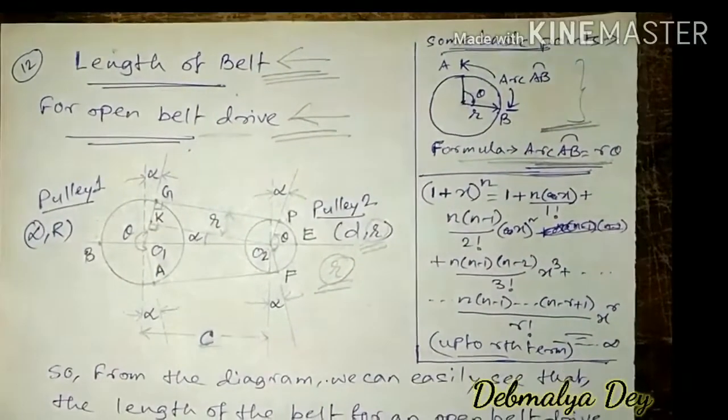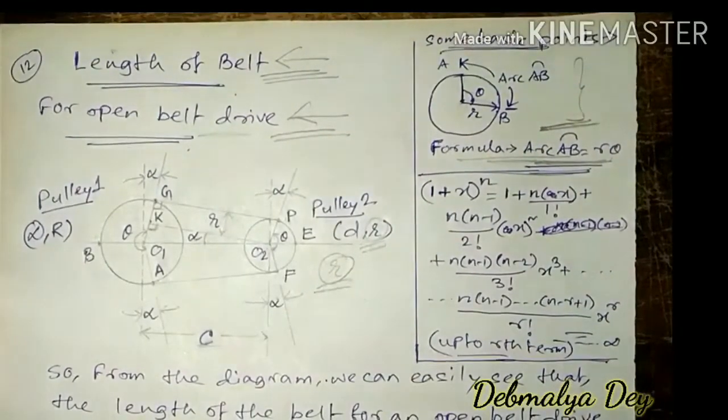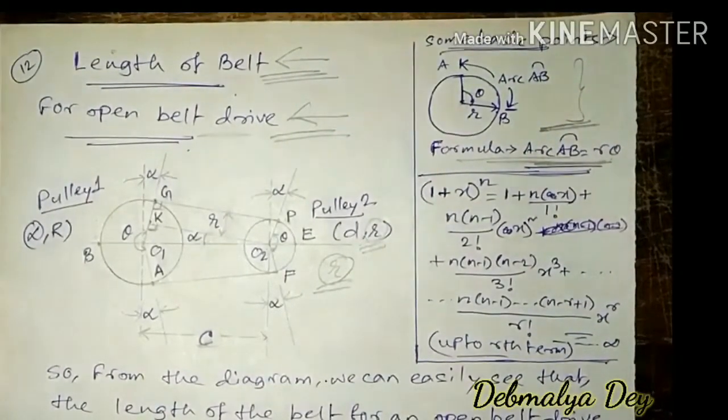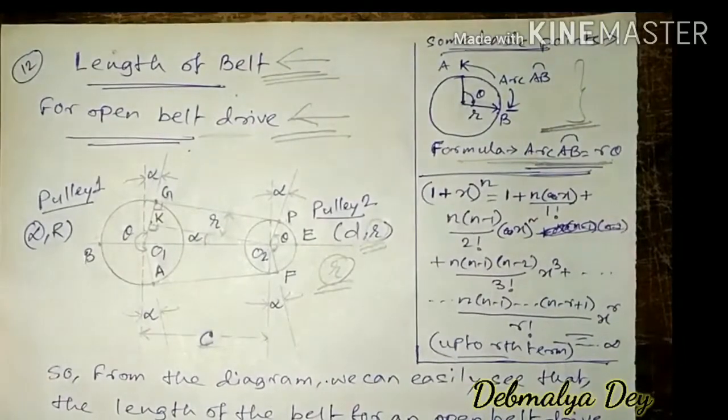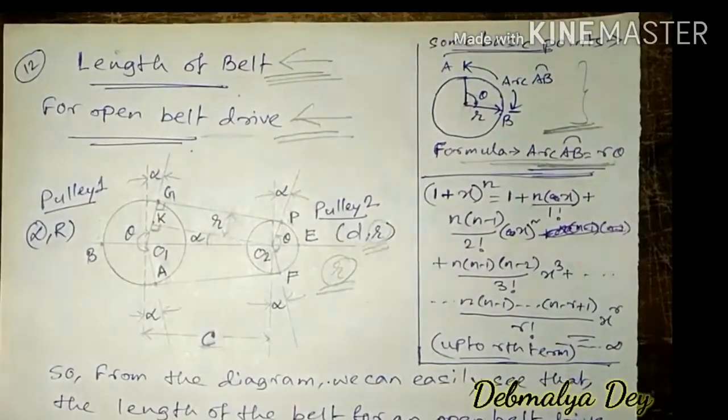Now in the previous videos I have explained how to find the angle of contact for both the drives, that is open belt drive and cross belt drive. Now in this video I will explain how to find the length of a belt in an open belt drive as well as a cross belt drive. So first we will focus on the open belt drive.